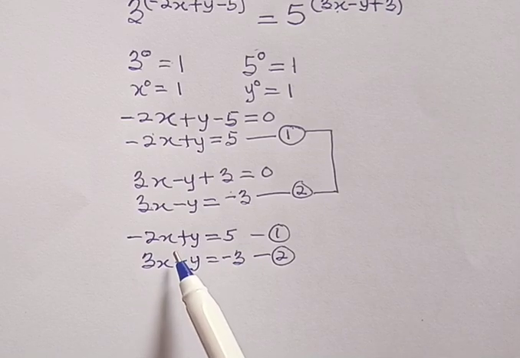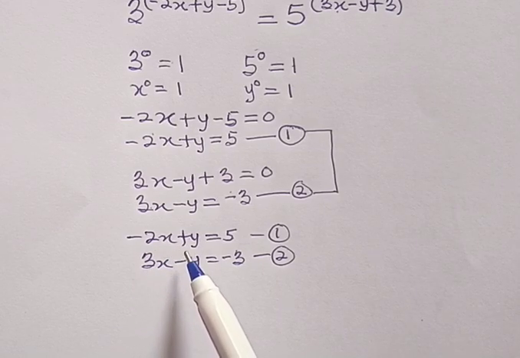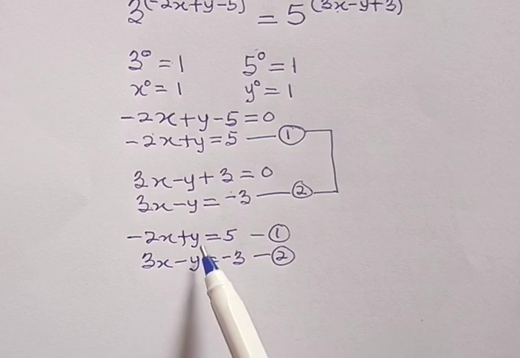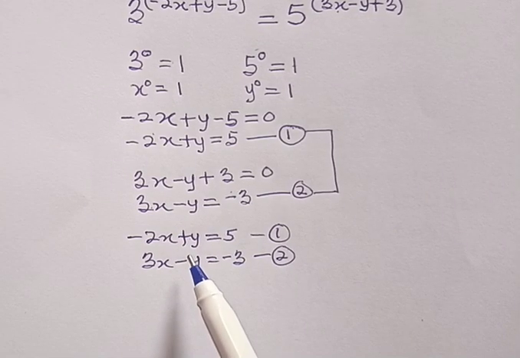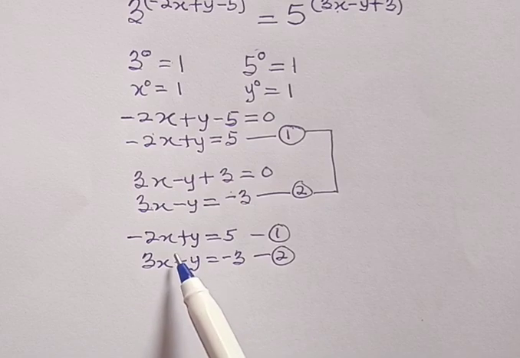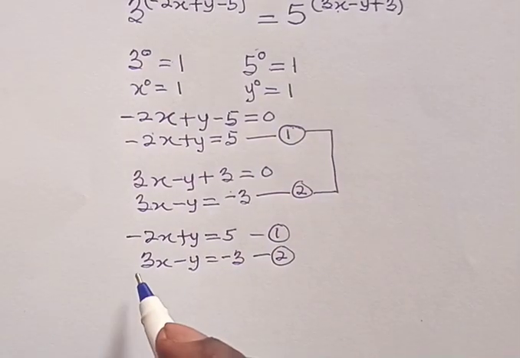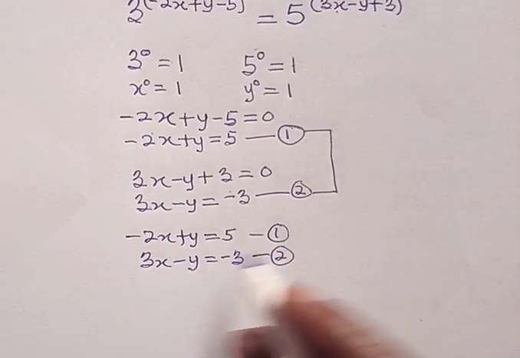Which method do you remember? If you want to solve simultaneous equations, you know that we can use the elimination method, we can use the substitution method, we can also use the graphical method. But in our case, we are going to use the elimination method to look for the values of x and y. So we can add equation 1.